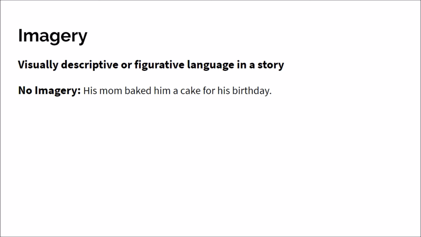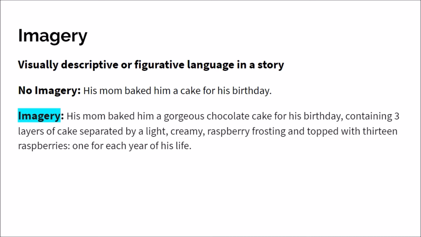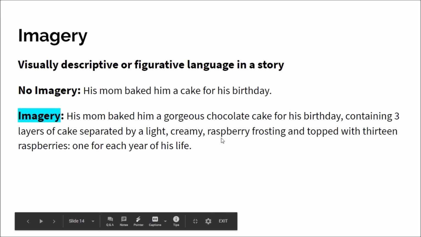Now here's an example with imagery. His mom baked him a gorgeous chocolate cake for his birthday, containing 3 layers of cake separated by a light, creamy raspberry frosting and topped with 13 raspberries, 1 for each year of his life. Do you see how that version gives us a much better picture of the scene? We know that this is a gorgeous cake. We know that it's chocolate. We know that the frosting is light and creamy raspberry. We can picture what's going on.